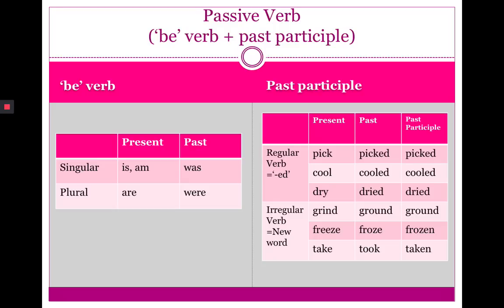Okay, so not many irregular verbs that we have. Maybe we have around 200 irregular verbs. Okay, but the rest is all just regular verbs that you can add ed to. For the irregular verbs, it will change into a new word. Okay, like this. So you have to memorize them. You have to know them.